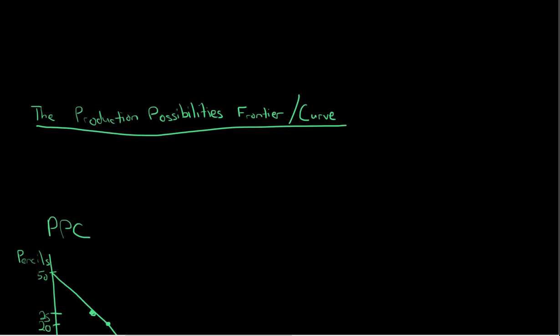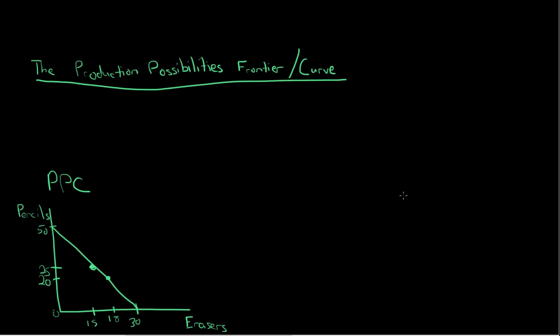Life is pretty full of trade-offs. So trade-offs are basically when you give up something to have something else. Today I'm going to talk a little bit about the production possibilities frontier, otherwise known as the production possibilities curve. And economists basically use this production possibilities curve to illustrate the trade-offs facing an economy that only produces two goods.